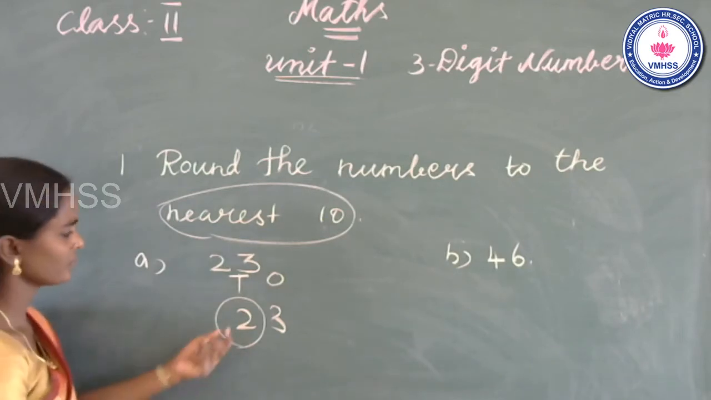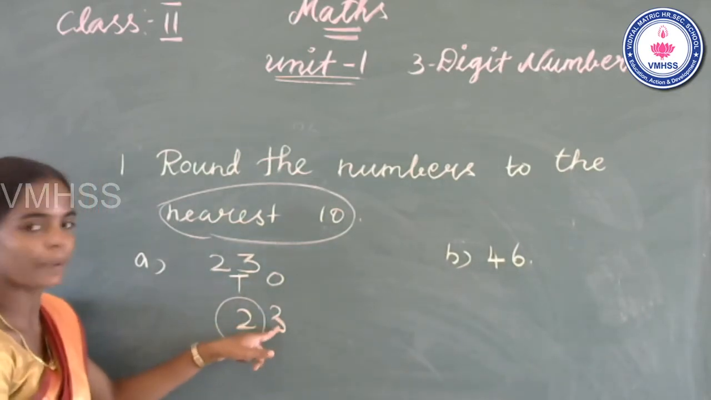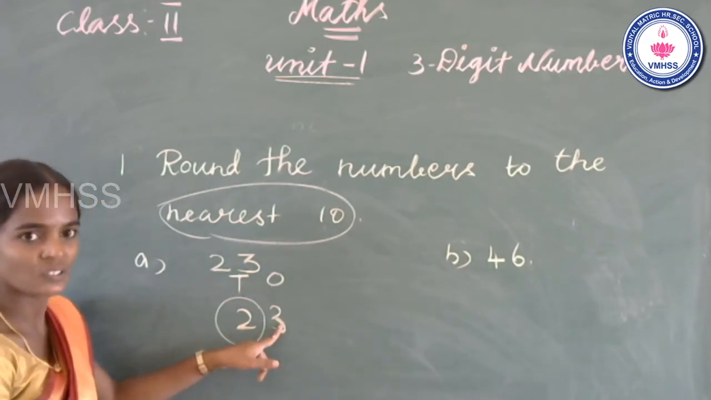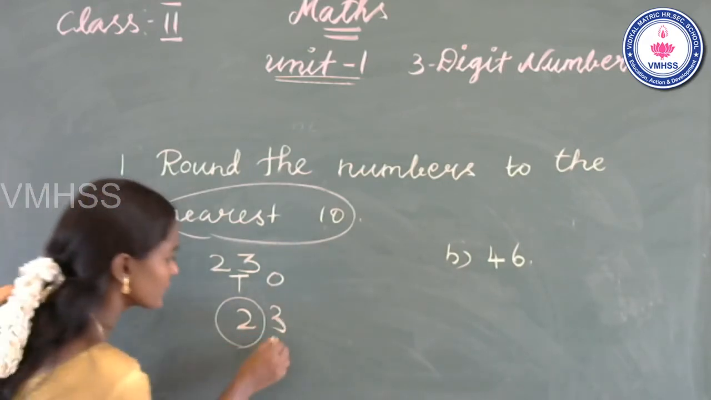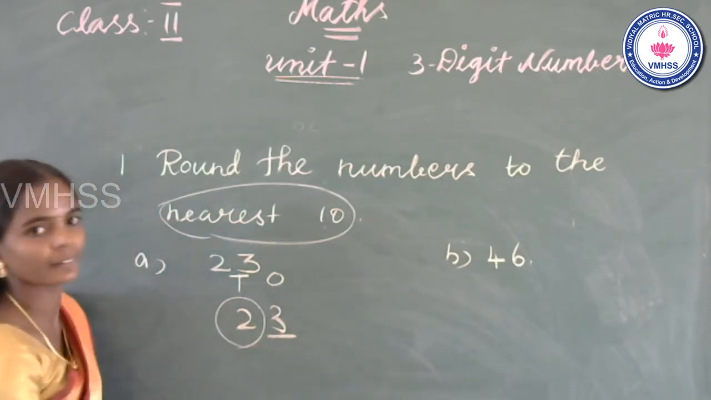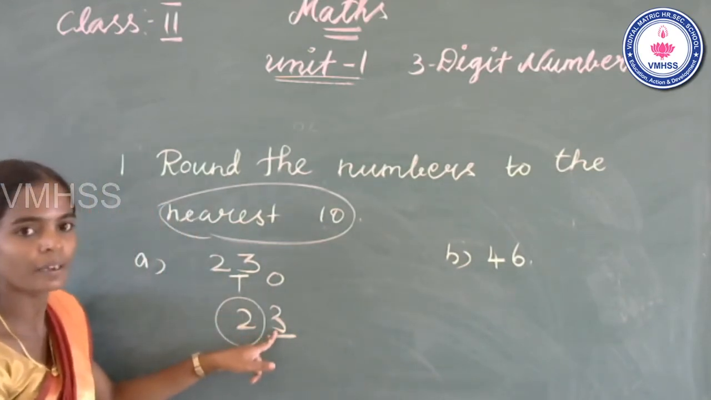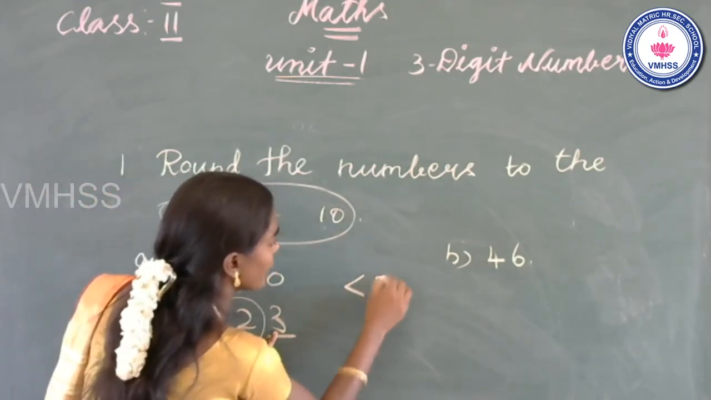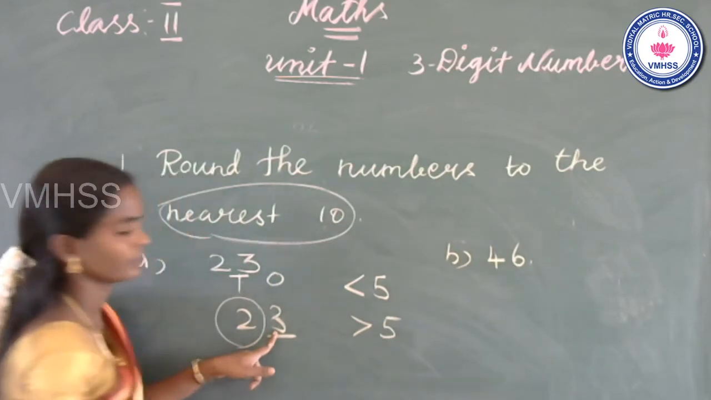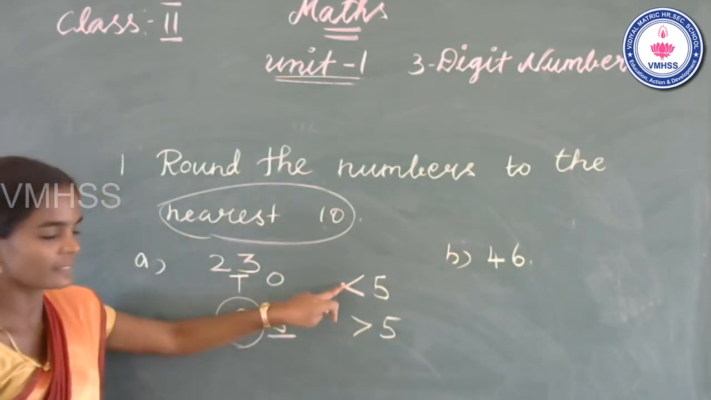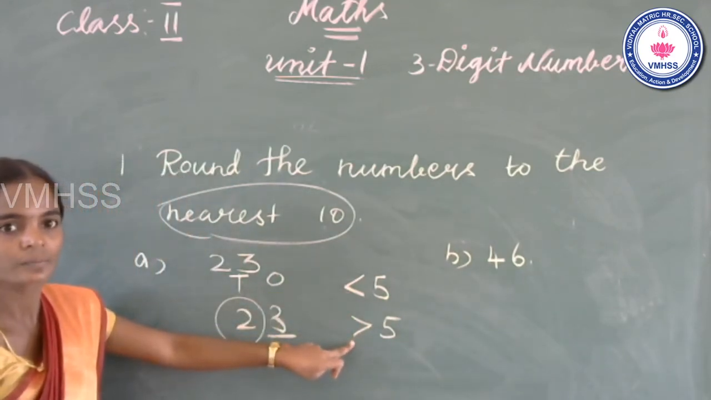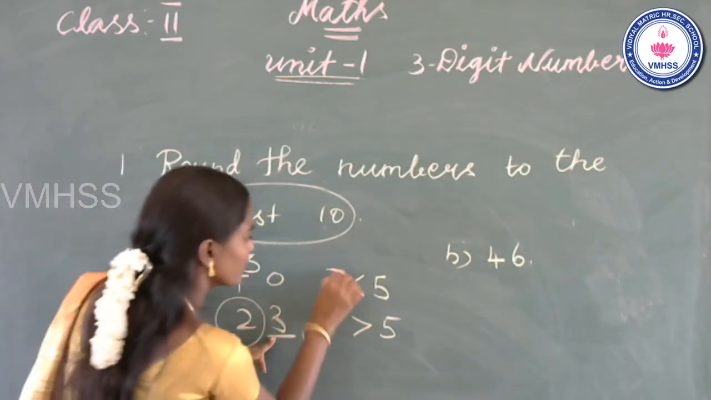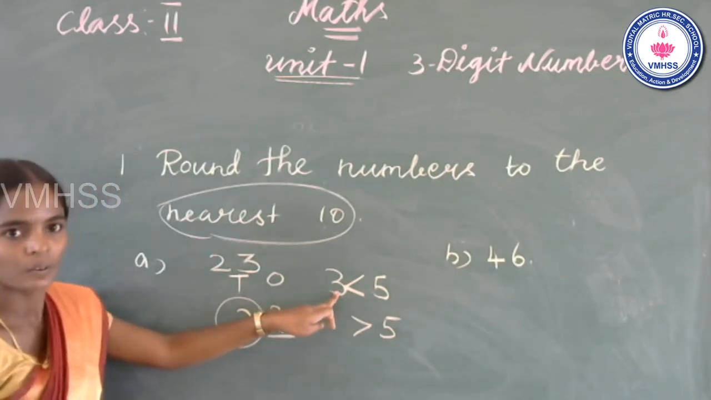Next, look at the next place now. So the next place is ones. This place is very important. What is this number? 3. So is 3 less than 5 or greater than 5? Very good. Less than 5.